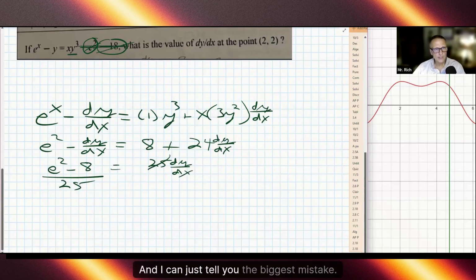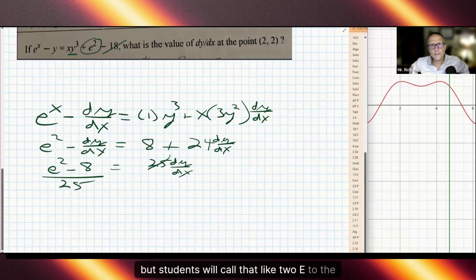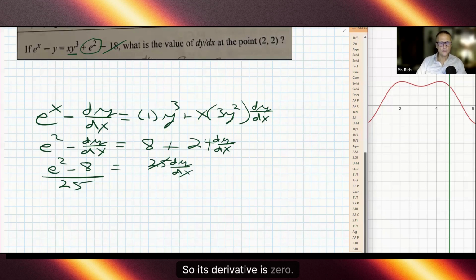And I can just tell you the biggest mistake. Most people recognize that as 0, but students will call that like 2e to the second power. No, e squared is a constant, so its derivative is 0.